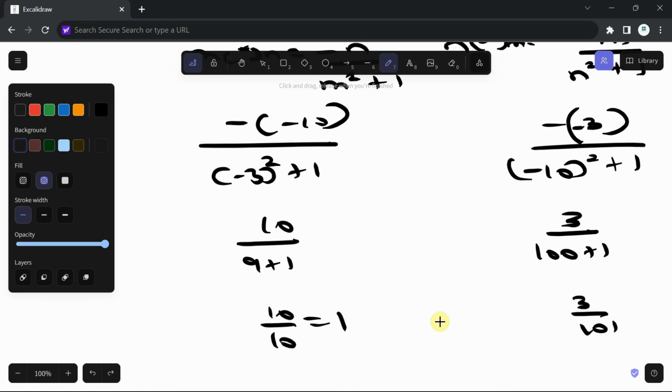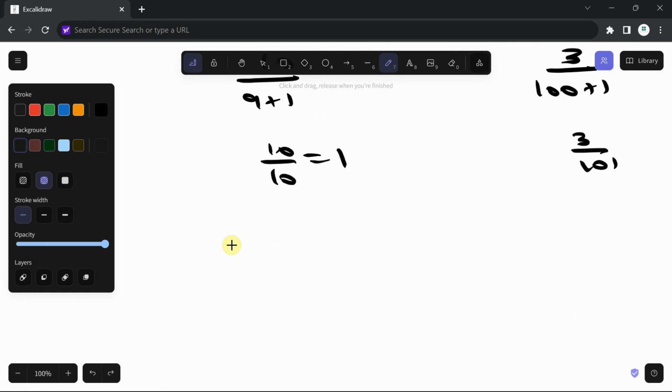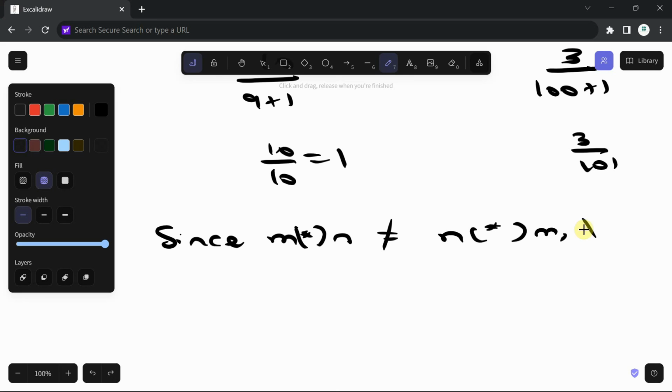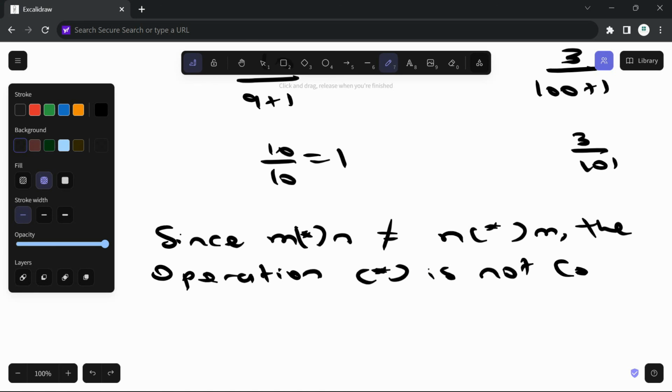So you can see that since m star n is not equal to n star m, the operation star is not commutative, right? This is the solution.